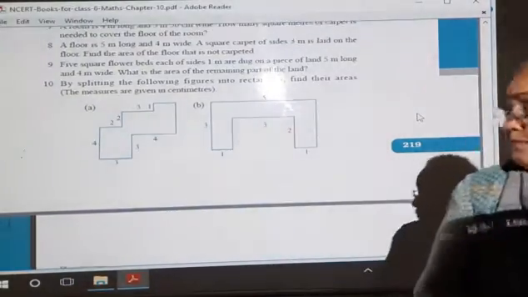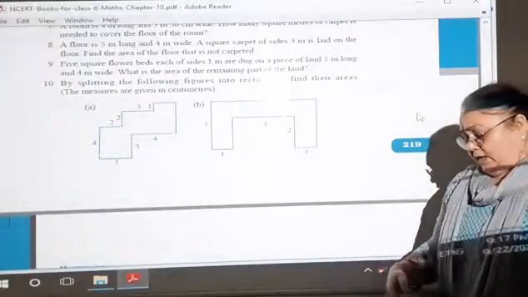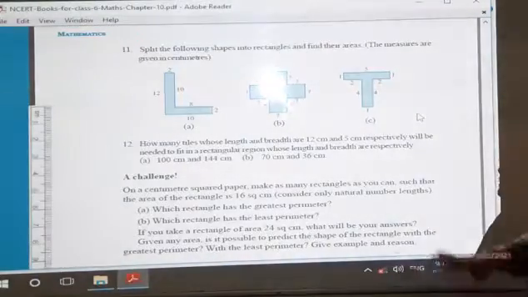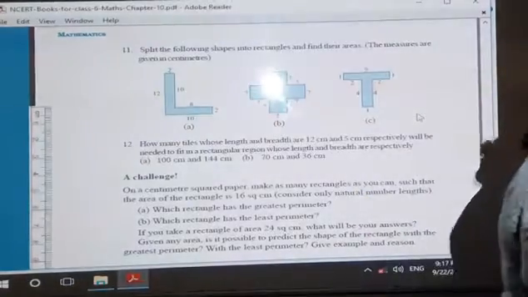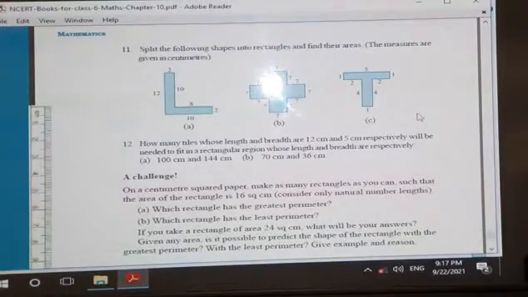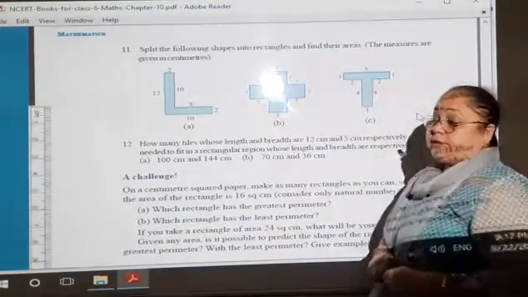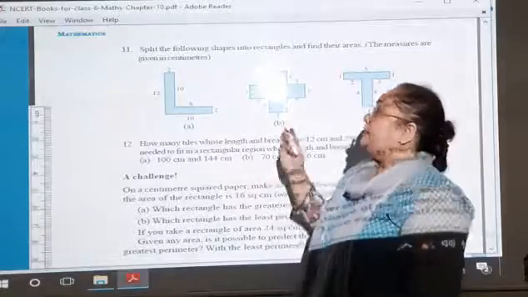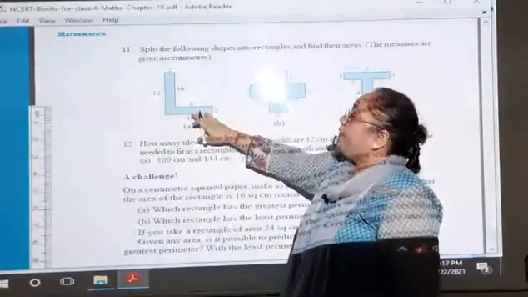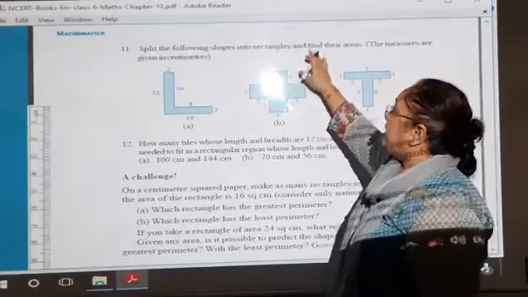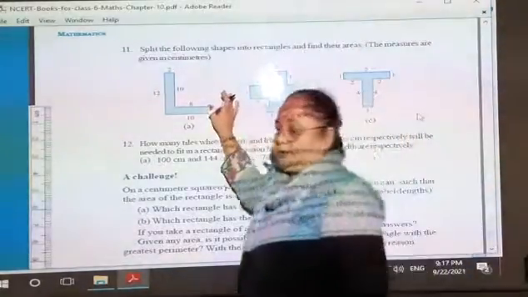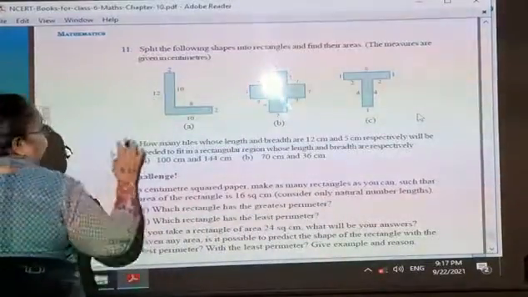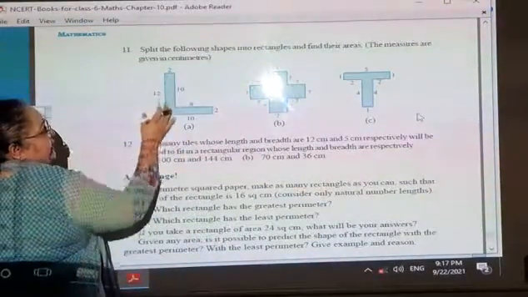In this, question number 11 is what we have to learn. In this also three different types of figures are given. We have to split the figure in such a way that it becomes rectangles, and then we have to find out its area. Split the following shapes into rectangles and find their areas. The measures are given in centimeters. So in all the figures, the measures of the sides are given.